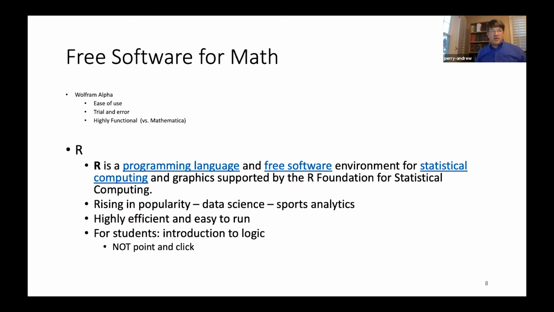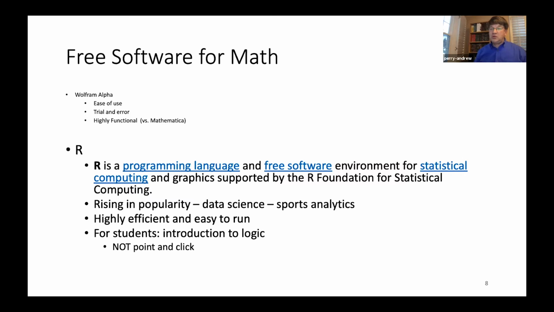Expanding, talking about R a bit more. It's rising in popularity. It's incredibly powerful and useful for data science, which is obviously one of the very hottest fields today. Also for sports analytics, that happens to be an interest of mine. It's highly efficient with the computing resources it uses. Easy in most ways to run. You do have to use the correct syntax. And I think it's really nice educationally in the sense that it teaches students about logic.